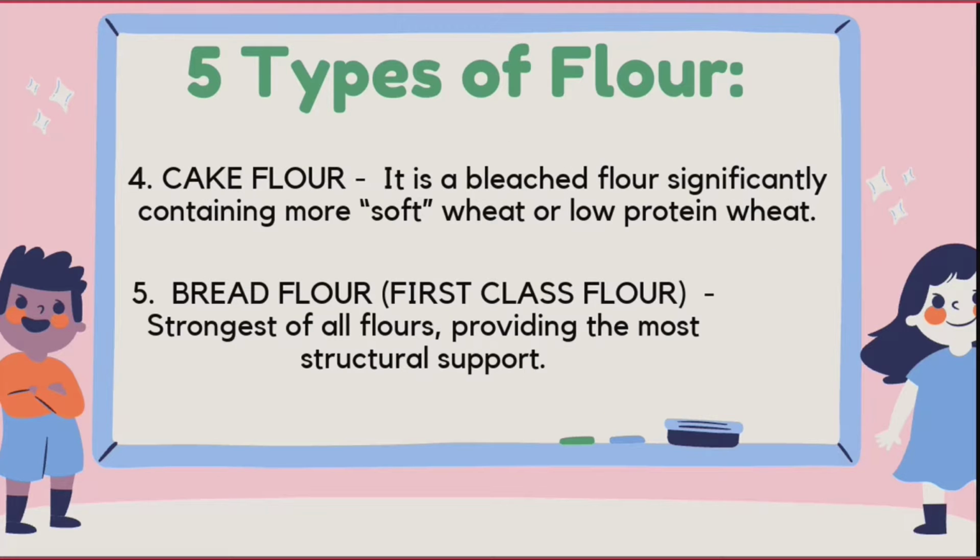The fourth one is cake flour. It is a bleached flour significantly containing more soft wheat or low protein wheat. Fifth, bread flour or first class flour, strongest of all flours, providing the most structural support.